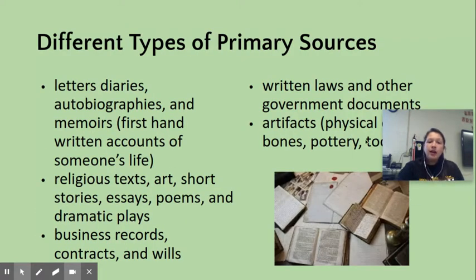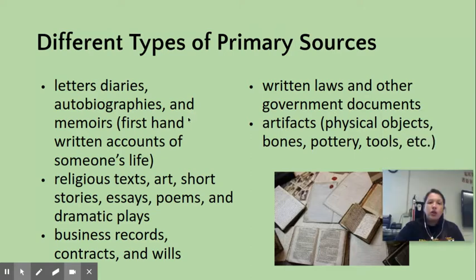So there are different types of primary sources. You have letters and things that were written. Again, these are firsthand accounts about something that happened or just about life in general. It's giving you that firsthand account of what's going on.